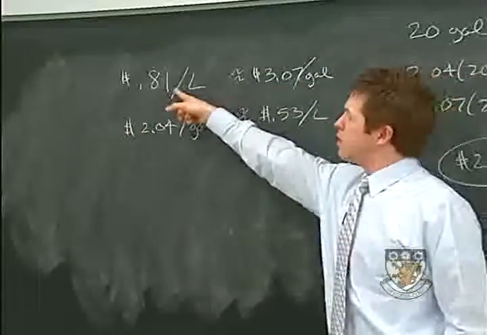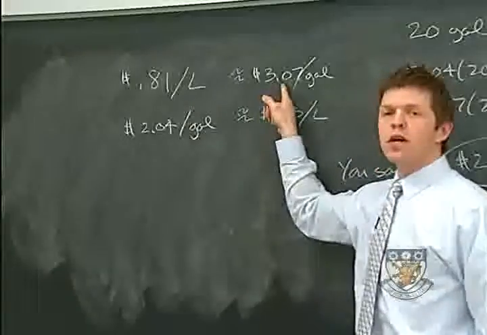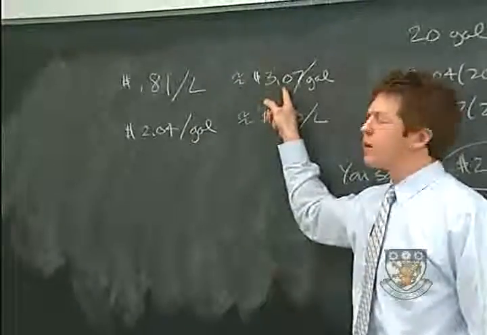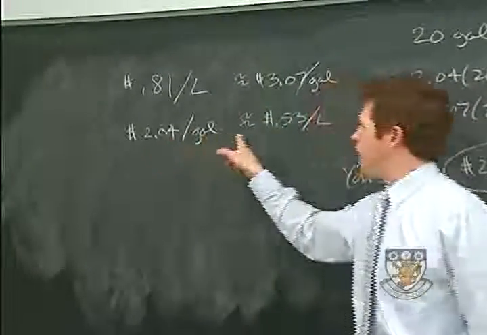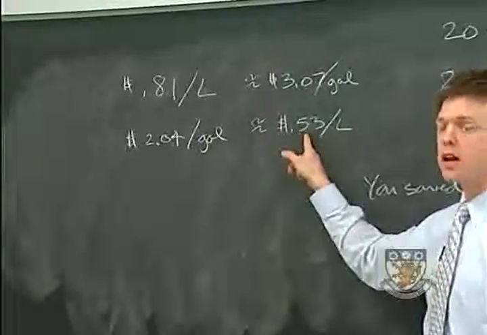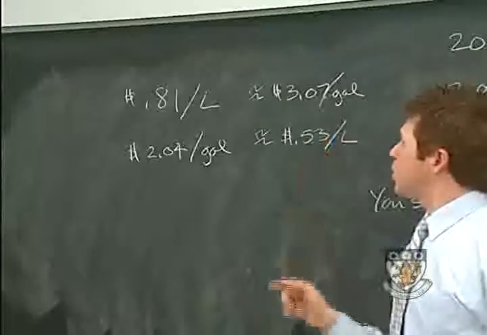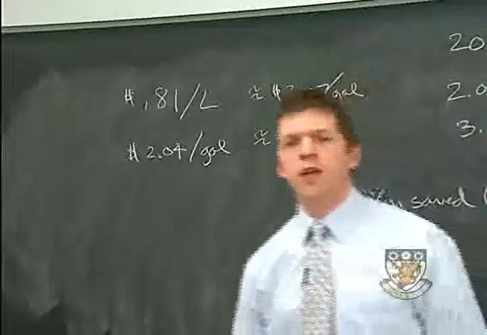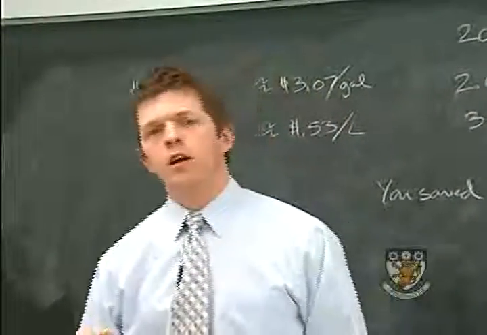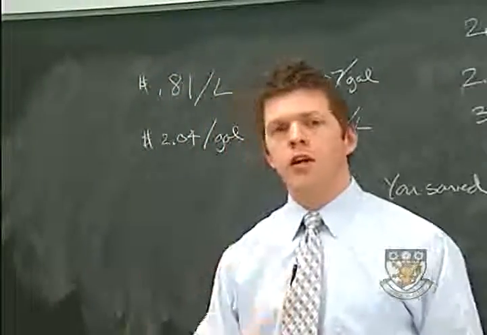That 81 cents a liter is the equivalent of $3.07 a gallon. And that $2.04 a gallon is the equivalent of 53 cents a liter. As you can see there, it's a considerable savings when you convert the two. What I wondered was, would it be cheaper for you to buy gas in the States or in Canada?